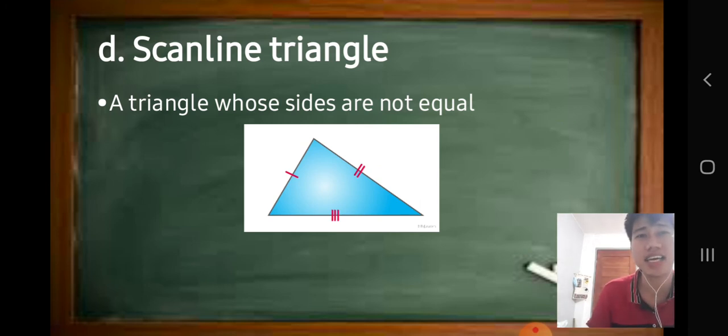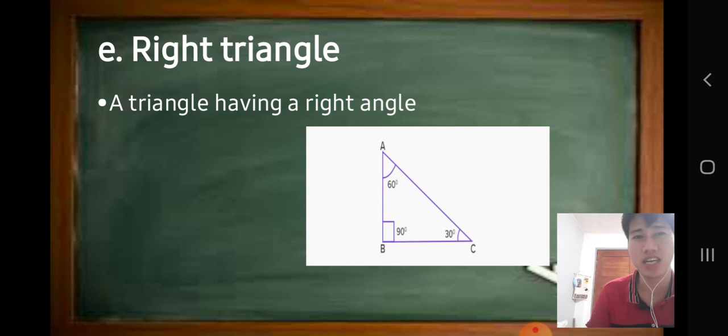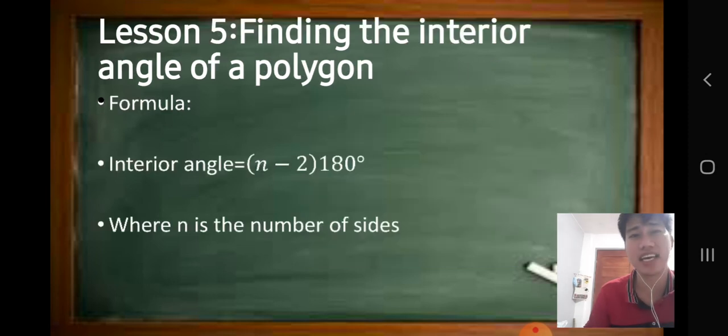And then scalene triangle is a triangle whose sides are not equal. So not even one side is equal; every side is different. So that is a scalene triangle. And when we say right triangle, a triangle having a right angle. So if it has a right angle, that is a right triangle.